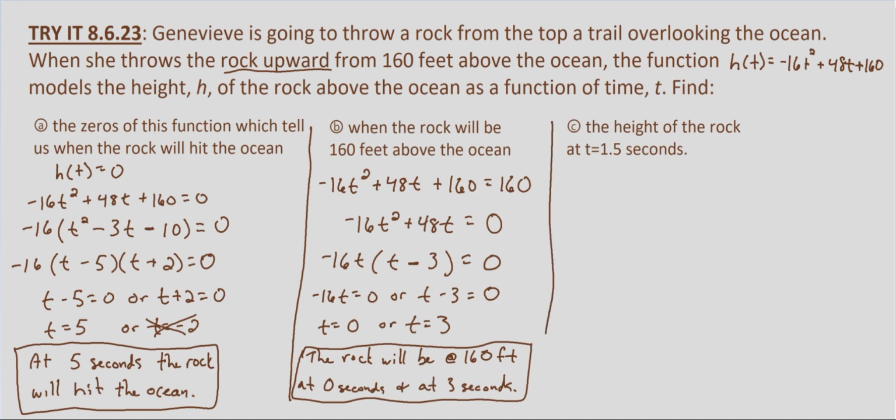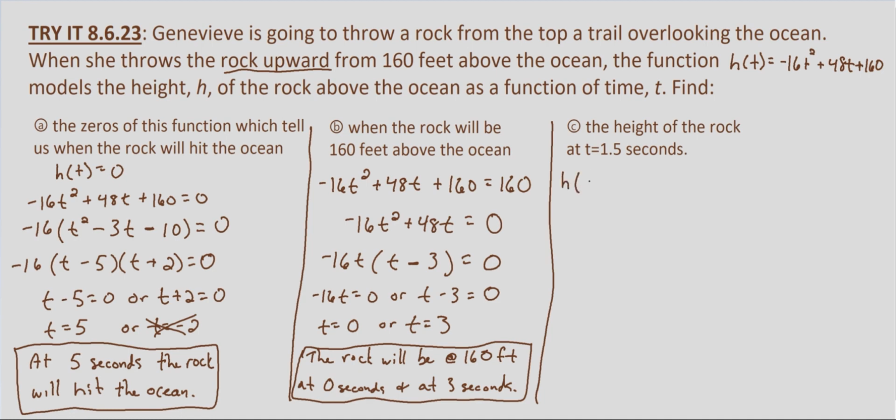All right, now we're asked to find the height of the rock at t = 1.5 seconds. Now, we should recognize something because of our solution to part B. The rock will be at 160 feet at 0 seconds and at 3 seconds. Well, 1.5 seconds is in between 0 and 3. So what does that tell us? That tells us we should get a solution that's greater than 160. Because it's in that period of time where she threw the rock up and it hadn't come back down yet to where she started.